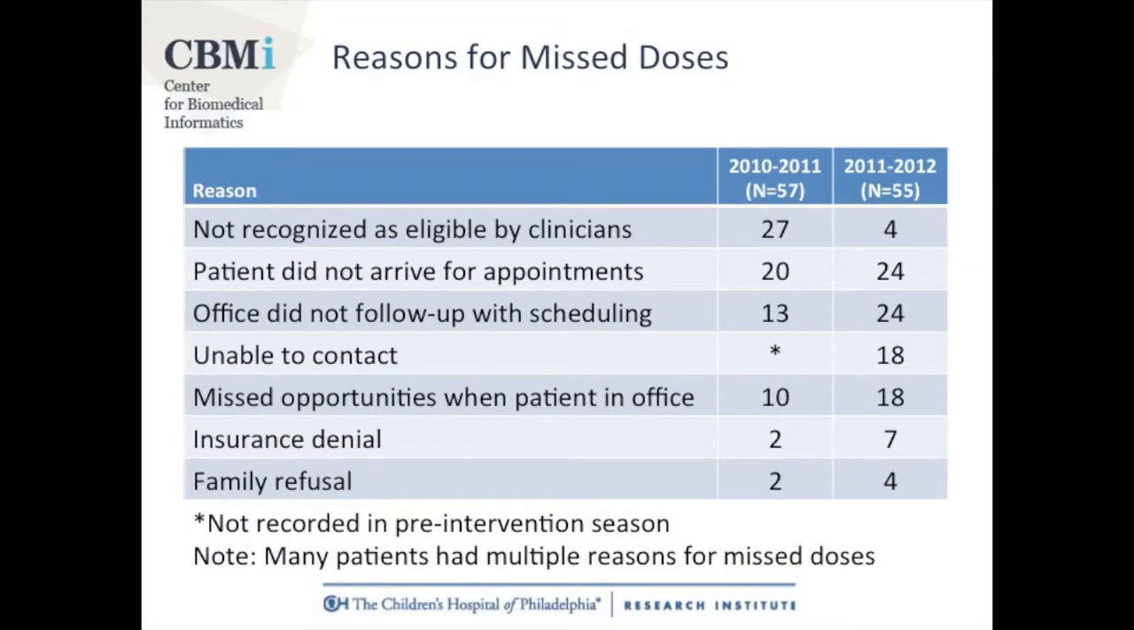Thanks again to Annique. I'm so glad I get to stand up here and take credit for so many people's hard work. So Annique read through these charts and tried to figure out, among the children who did not get even 4 doses, what went wrong? Why were they not getting their doses?